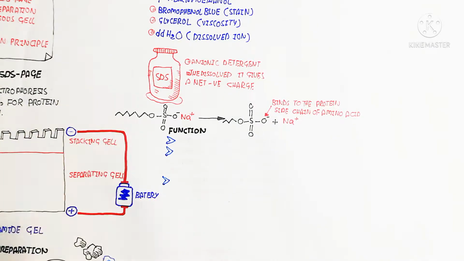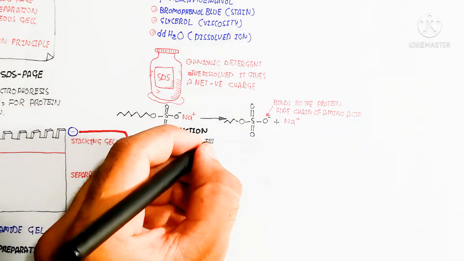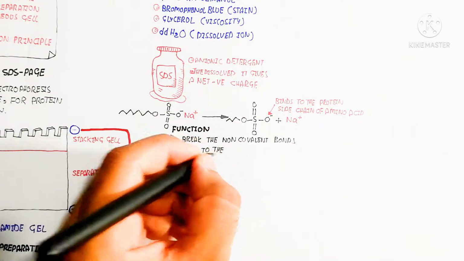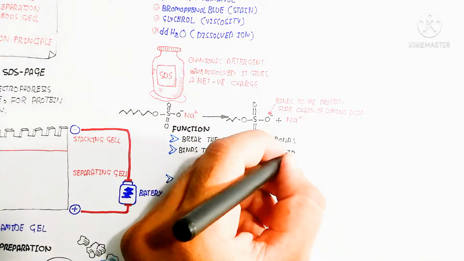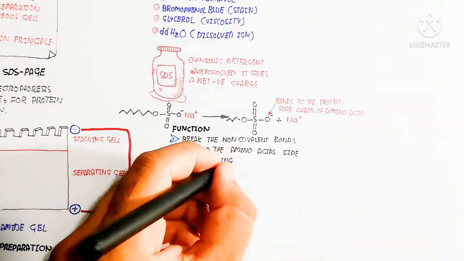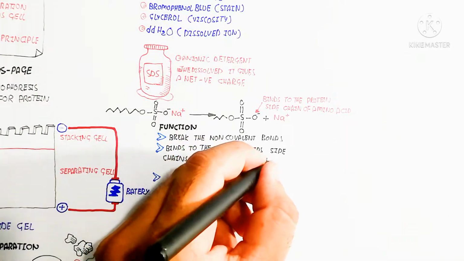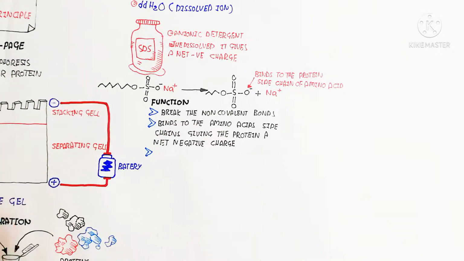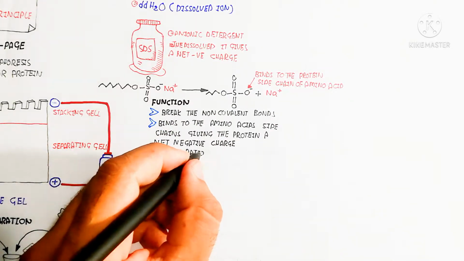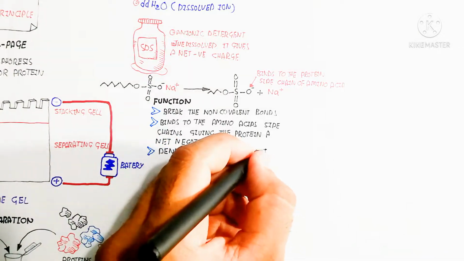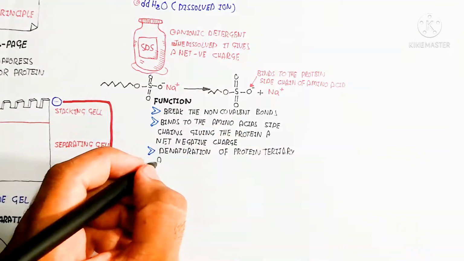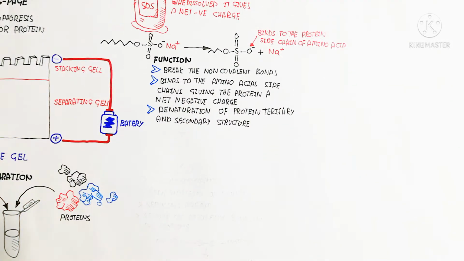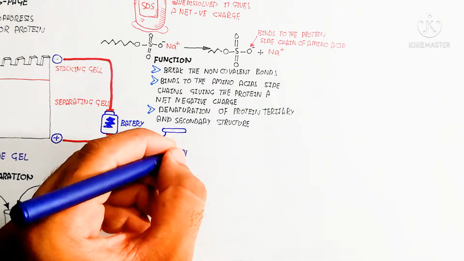So remember that in this SDS-PAGE mechanism, we are just maintaining the molecular weight of the protein, just for the peptide. The structural changes will occur due to the changes of the bonds, and that is necessary for us. SDS buffer breaks the non-covalent bonds and binds to the amino acid side chains, giving the protein a net negative charge. So the denaturation of the protein's tertiary and secondary structure happens. So that is why.